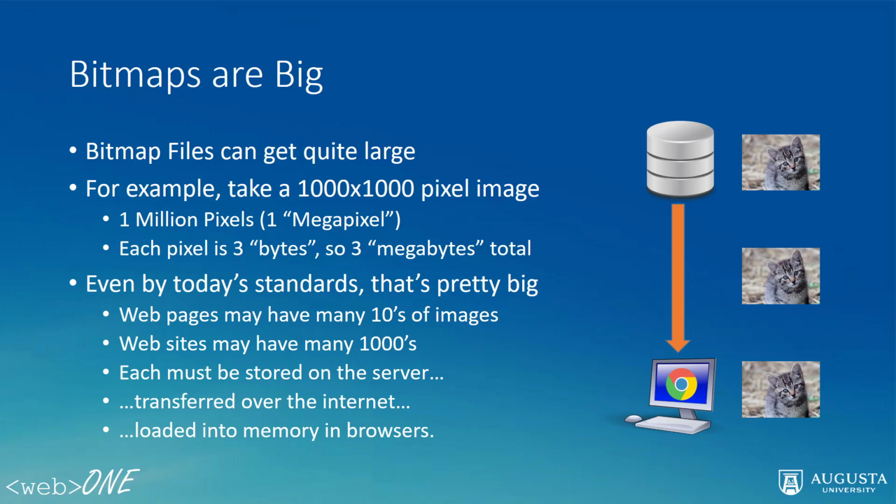Despite advances in technology, a 3 megabyte image file is still considered large, especially for web usage, where loading times are crucial for user experiences. A single web page may contain multiple images, ranging from a few to thousands. Websites, especially those with extensive content, can feature thousands of images across various pages.